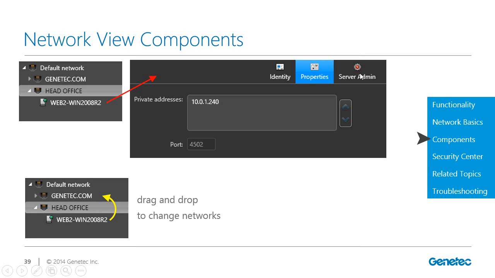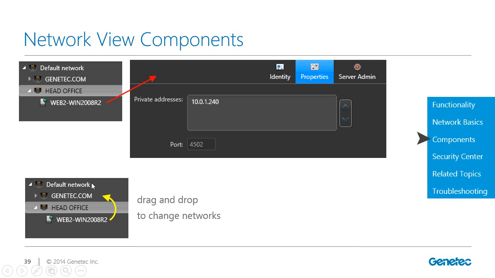Servers can be moved in the network view tree by simply dragging and dropping them into the new network that they should belong to. So if we have one that was created under the head office, but we realize this one should really be under the Genetec.com network, I can just click and drag here and drop it into this network right here.